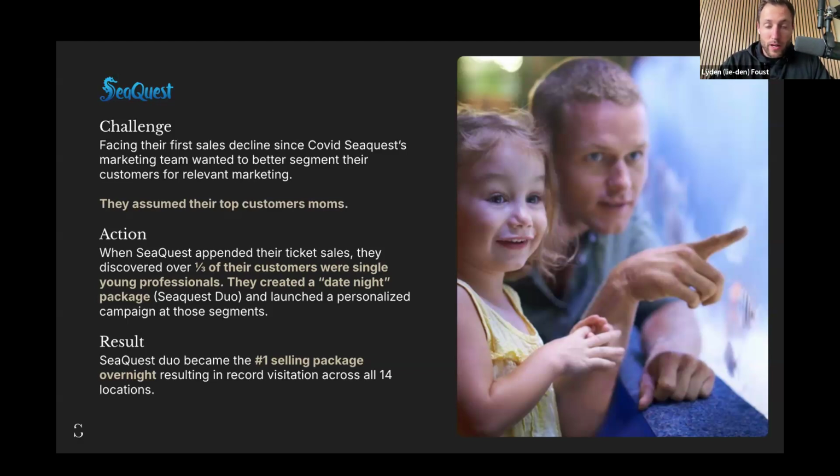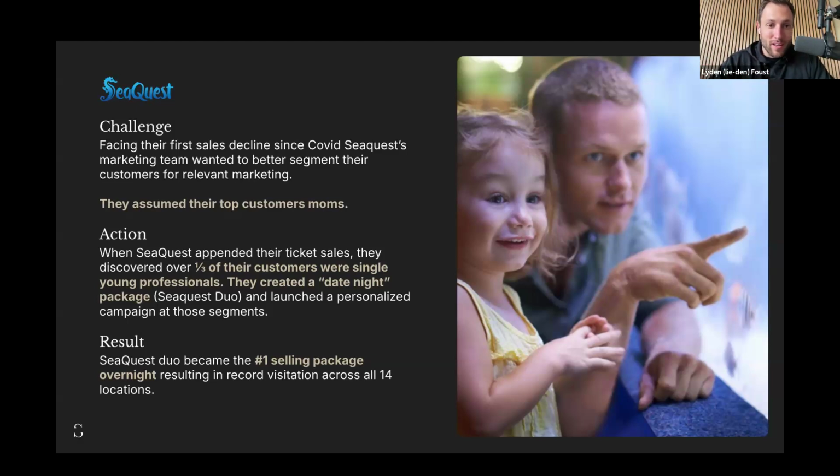What they did is they created an advertising campaign that promoted date night, and they targeted those date night specific young professional audiences across all their locations with that specific message on Meta. And the results were phenomenal. But then the next thing that came along, which was a bit of a surprise to them, is they discovered a totally new pocket of customers that they didn't expect, which was dads started taking their daughters on a date through the SeaQuest Duo date night.